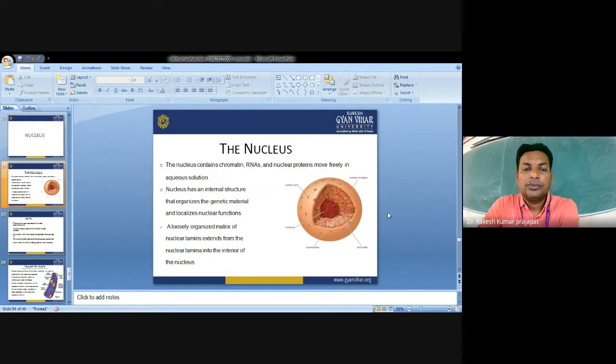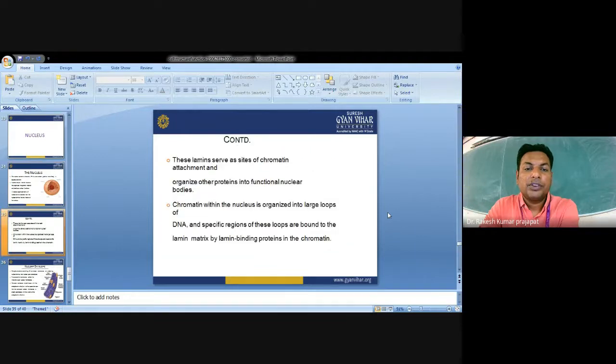Nucleus. The nucleus contains chromatin, RNA, and nuclear proteins that move freely in aqueous solutions. The nucleus has an internal structure that organizes the genetic material and localizes nuclear functions. A loosely organized matrix of nuclear lamina extends from the nuclear lamella into the interior of the nucleus. This lamella serves as a site of chromatin attachment and organizes the proteins into nuclear bodies.